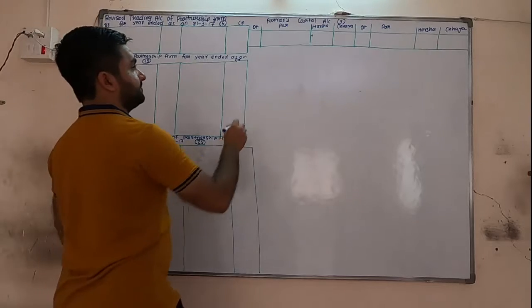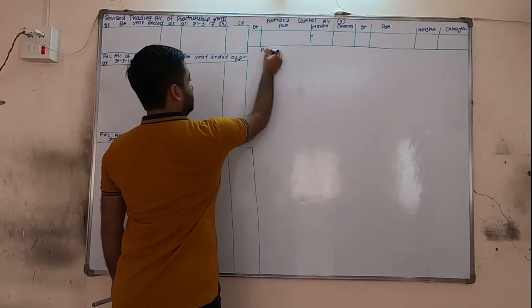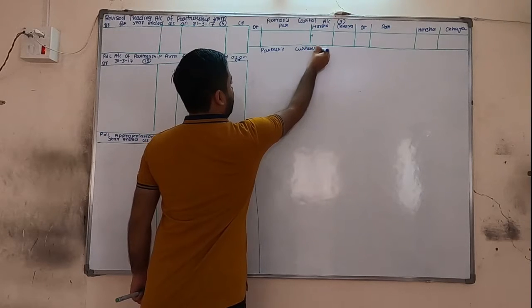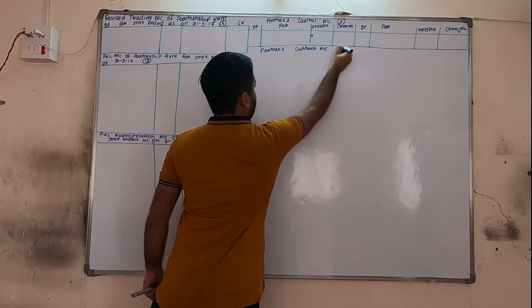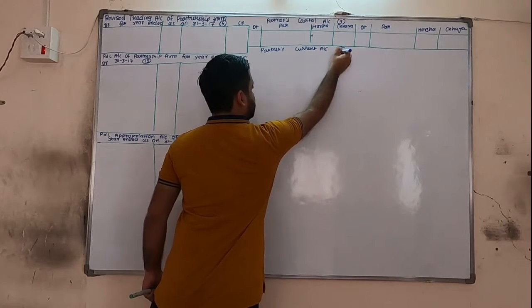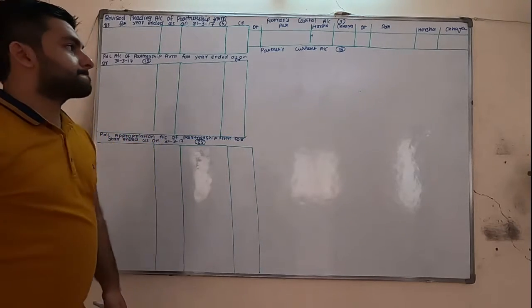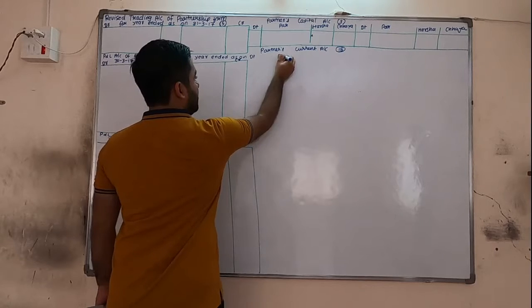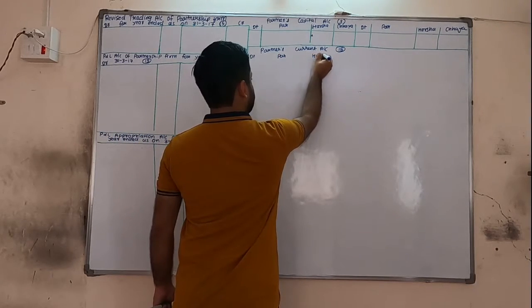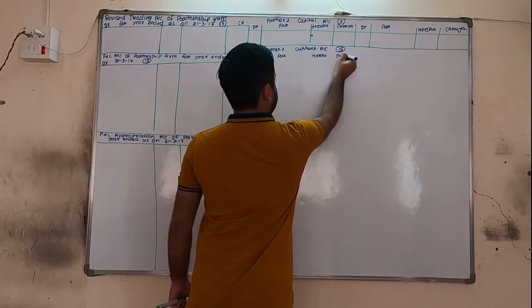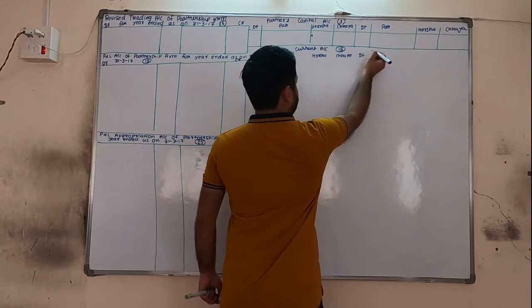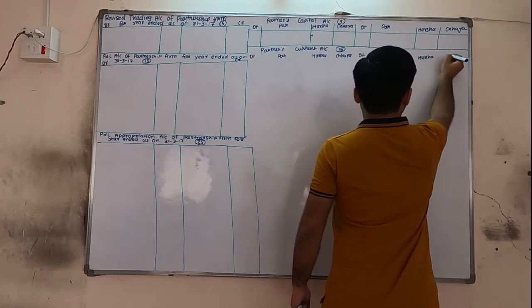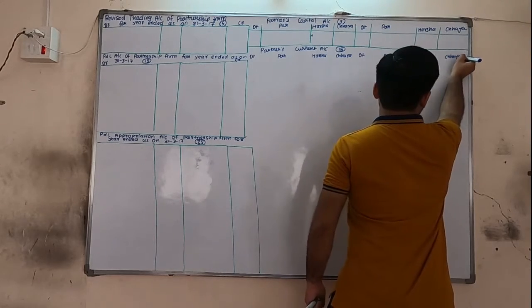After that, partners current account for 15 lines. So date, particulars, Harsha, Chaya. Date, particulars, Harsha, Chaya.